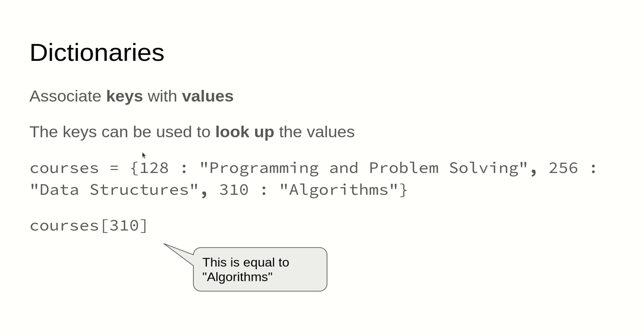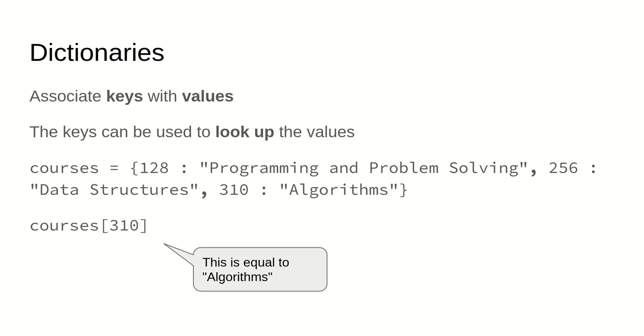Now that does mean it's difficult to go the other direction. You can't easily look up the key just by knowing the value. If you know the name of the class is algorithms and you forget that its number is 310, that will be hard to handle using a dictionary. There may be other data structures that you'll see later, for example, in the data structures course, that would allow you to look up in either direction, but a dictionary is meant to look up one way. You look up the word and you get the definition, or you look up the course number and you get the course name.